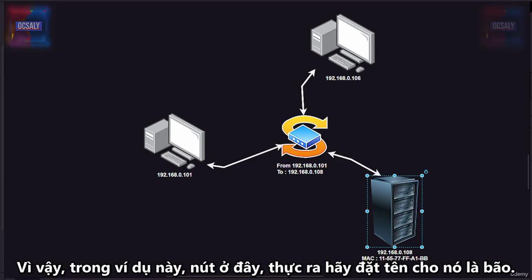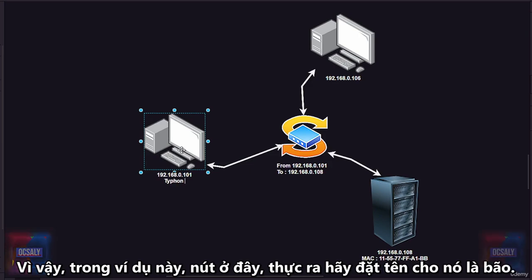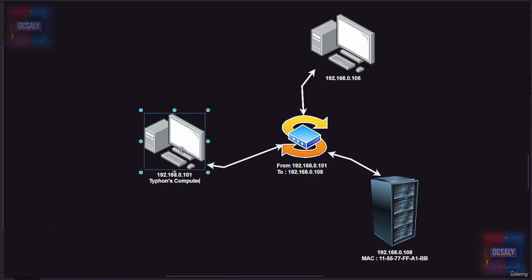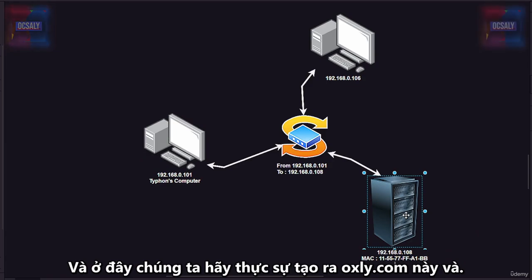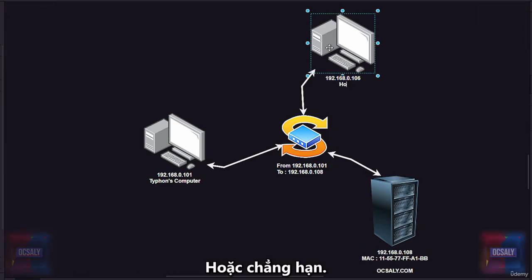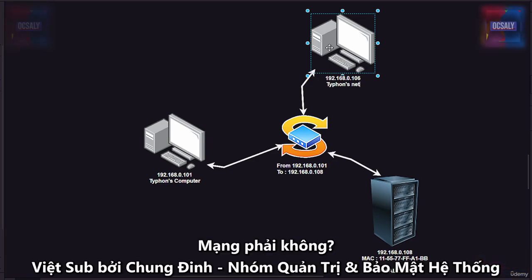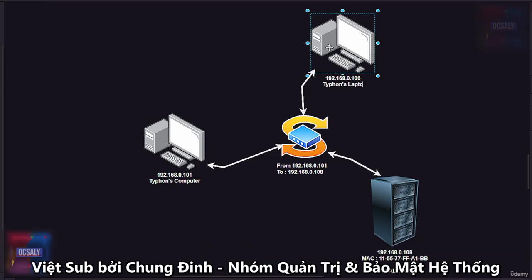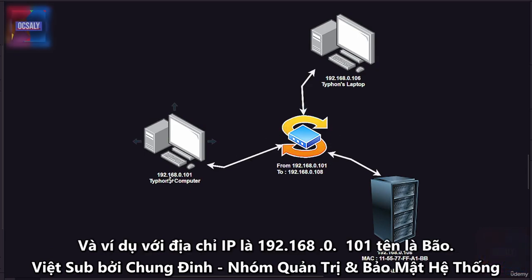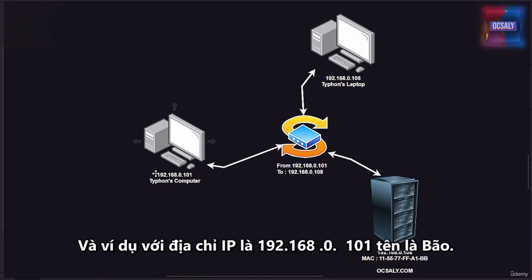So here, in this example, let's name this node Typhoon's computer, and here let's make this oxley.com. For example, Typhoon's network, in our laptop here, with the IP address 192.168.0.101, named Typhoon's computer.